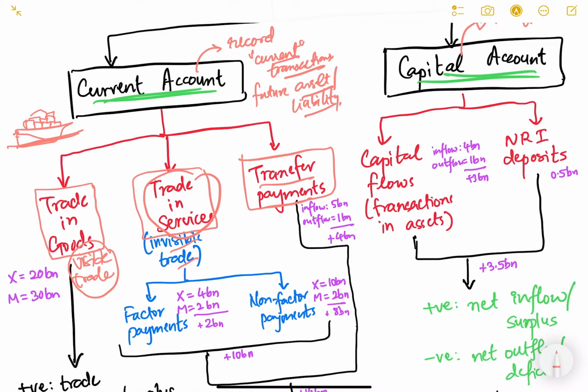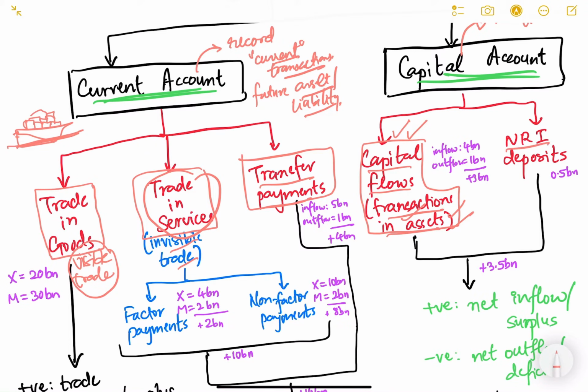In capital account, what all will come? In capital account, capital flows will come, basically. Transactions in assets, basically everything: your stocks, bonds, your land, investment in factories, investment in production, everything. So whatever the capital flows, they are accounted here in capital account. It is a transaction in assets.